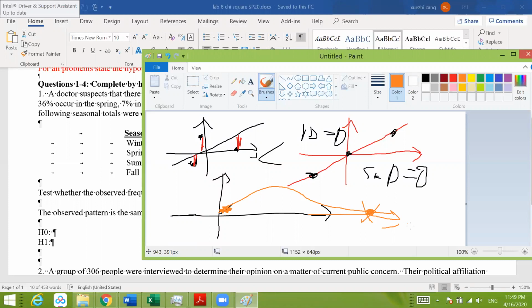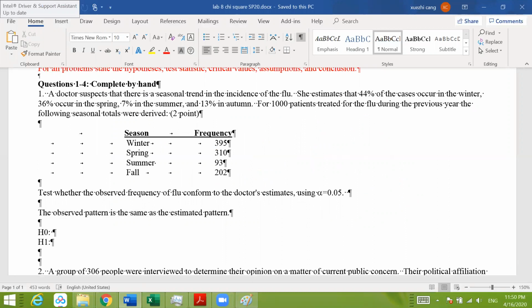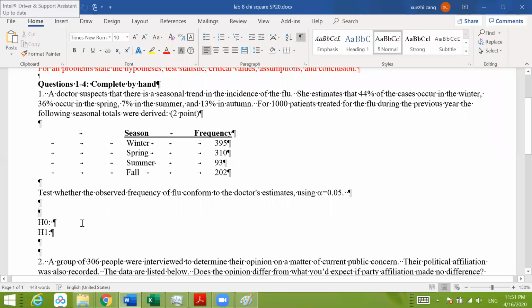So remember when we talked about the significance level, the alpha value is 0.05. It is the area from some point here to infinity. The area from here to infinity is 0.05. The area closer to 0 should be the null hypothesis. Then let's go back to our question here. So the null hypothesis should be represented by this part. This part is the observed pattern is the same as the estimated one.